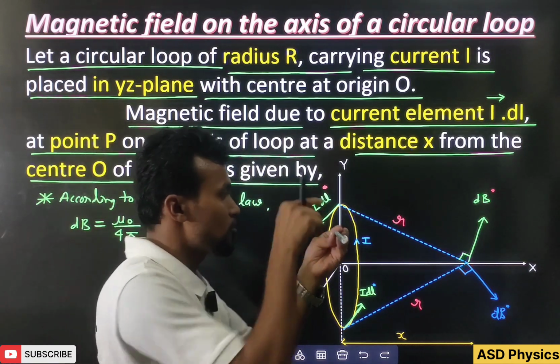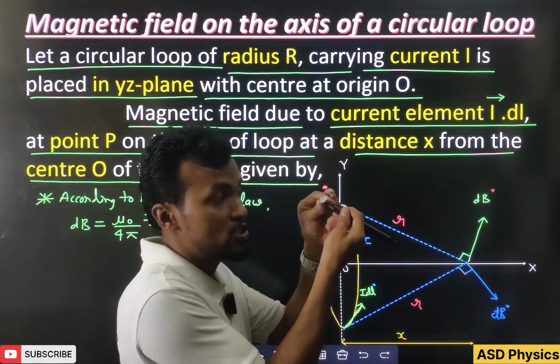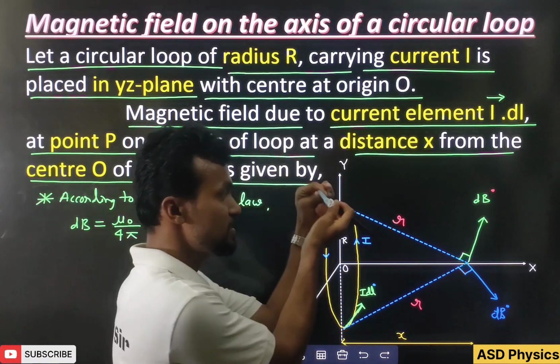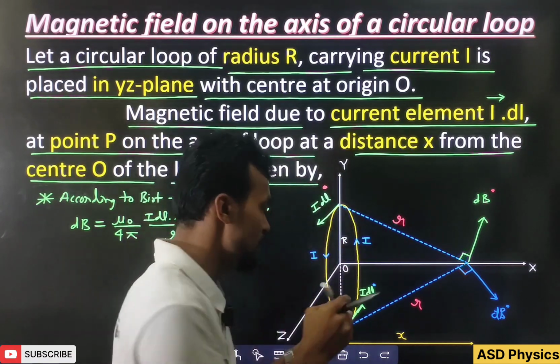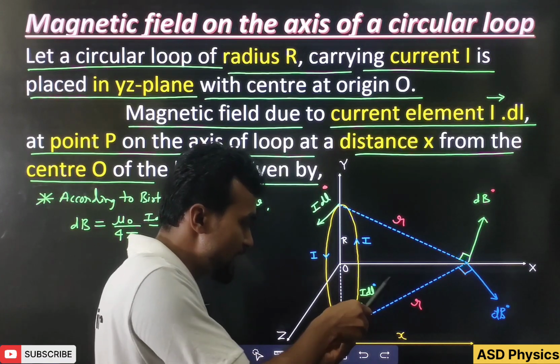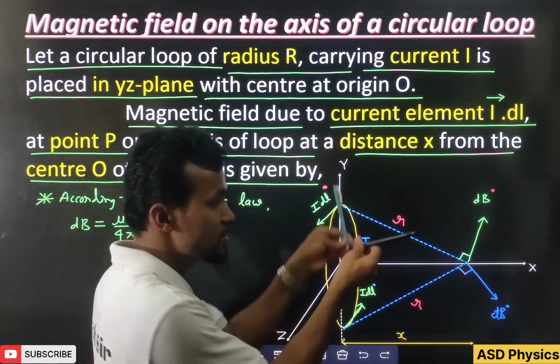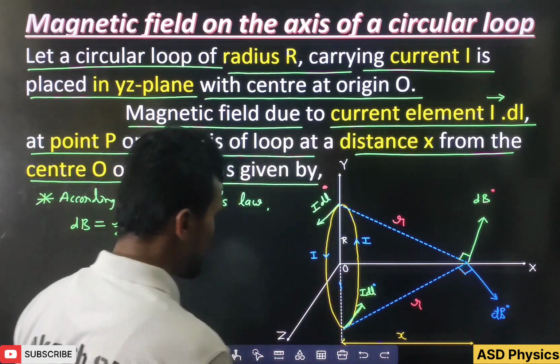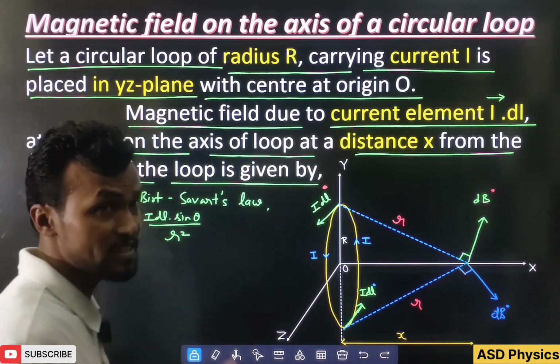See, if I talk about this, the current element is here and the position vector is like this. So you can see how much angle is there? 90 degree angle is there. Similarly, if you see here, this is the current element and this is the position vector like this. Here also you can see, 90 degree angle is there. So theta is how much here? In both situations, theta is 90 degree.